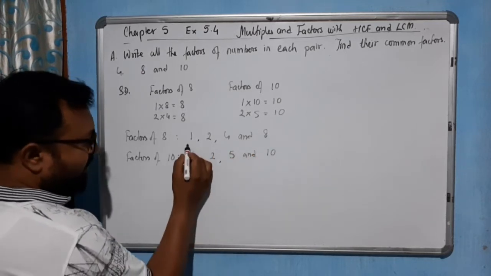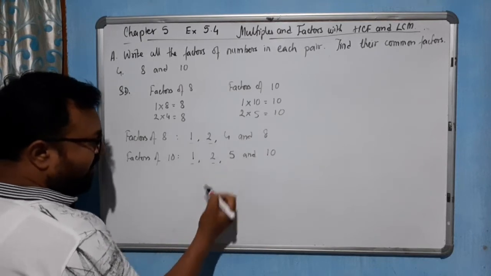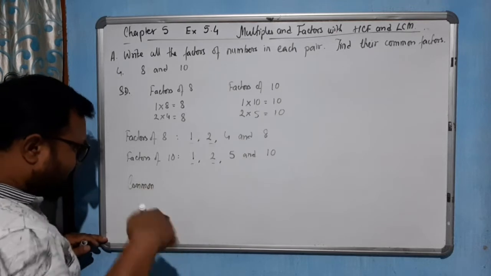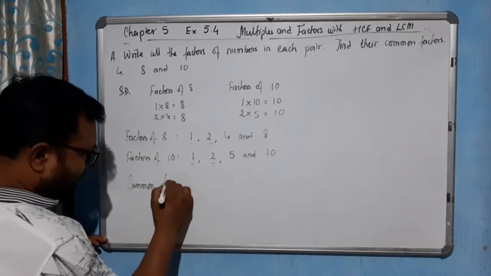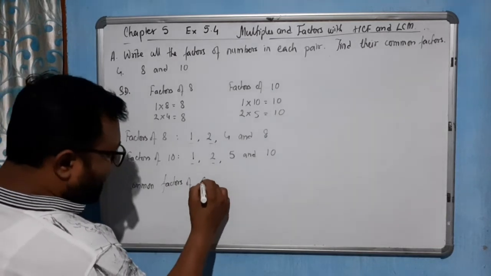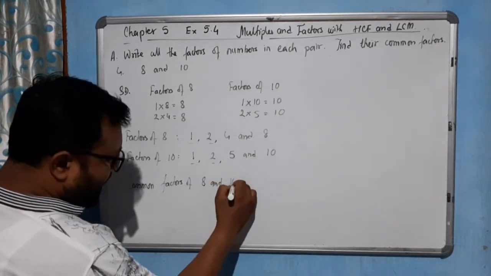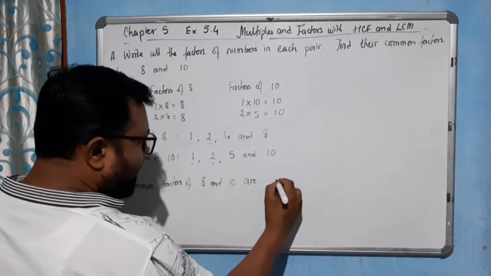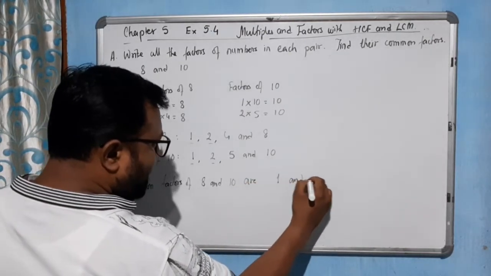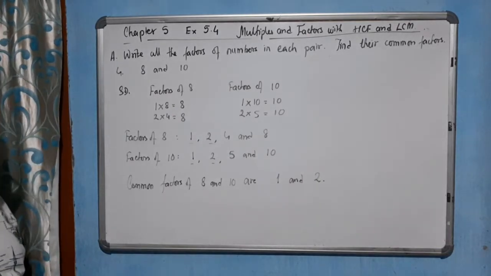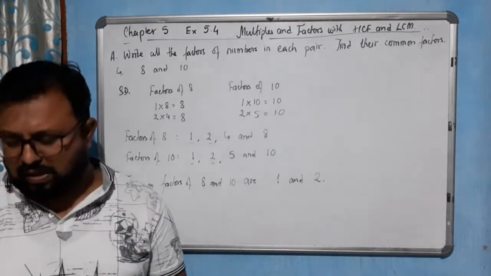So in this case you can see 1 and 2 are the common. Okay, so common factors of 8 and 10 are 1 and 2. Is that clear? Very simple. Now let's take another example, some higher example here.